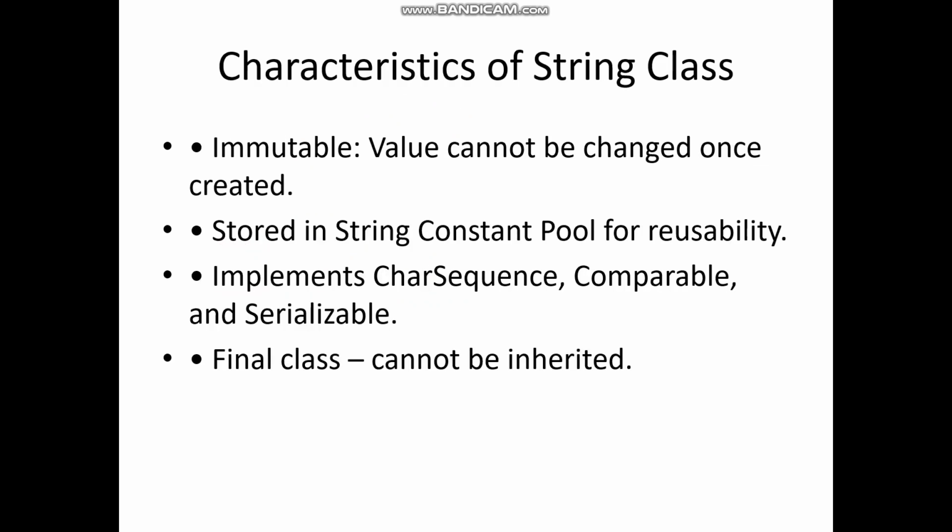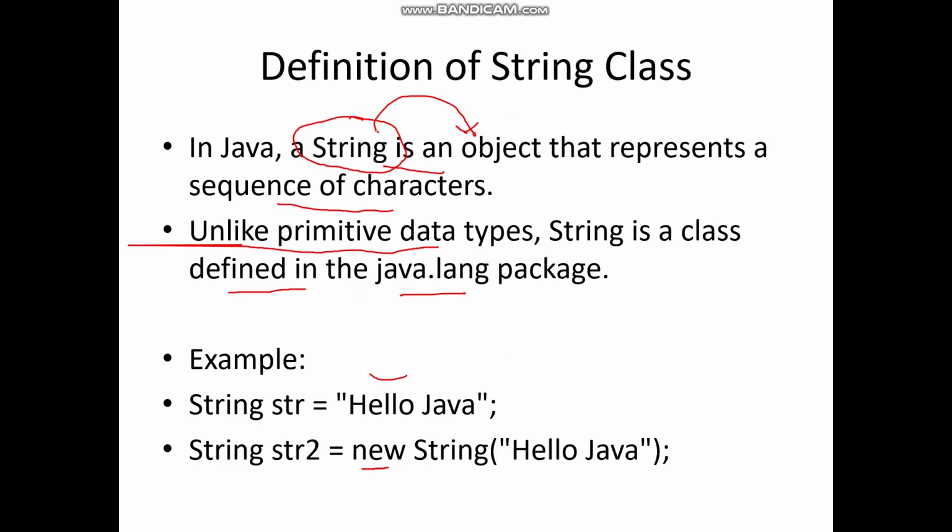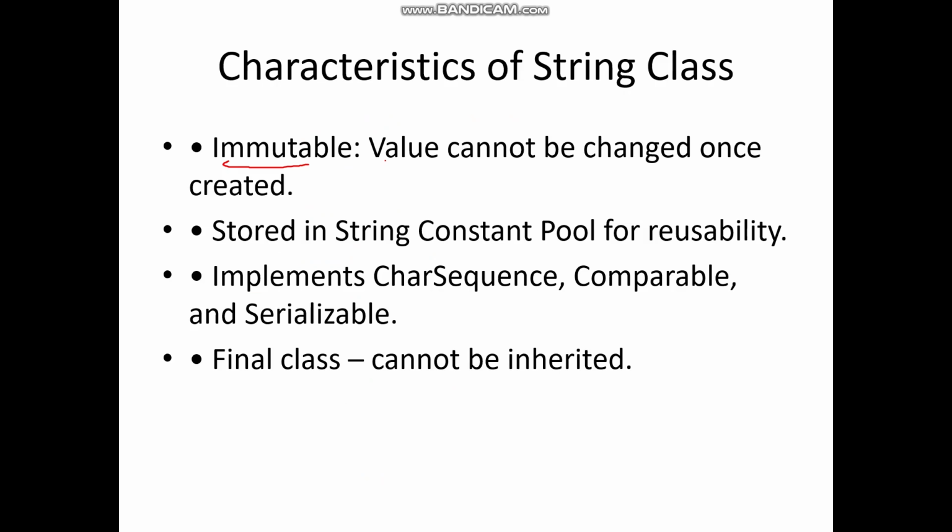Next, the characteristics. The string is immutable. Immutable means once the string has been created, its value cannot be changed. Here I am creating the string str = "Hello Java". If you want to delete Java, add more data, or delete any characters, that is not allowed. Strings are always immutable; once created, the value cannot be changed.